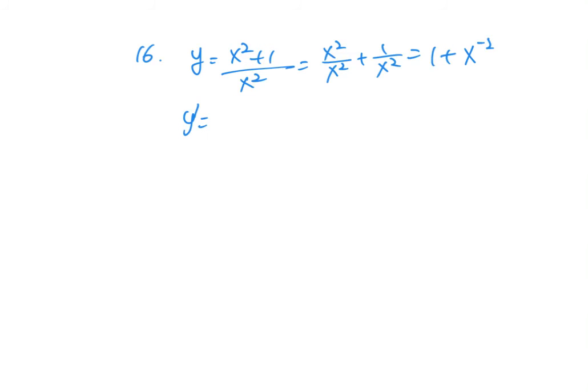This is 16 again, so I'm going to do it differently. Well, I know this, if you separate them, 1 plus x to the negative 2. I think this might be easier. 0 minus 2x to the negative 3. So the answer is negative 2 over x to the 3rd. Manipulate your question.